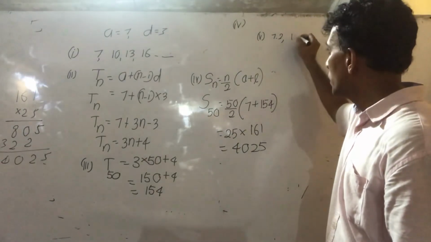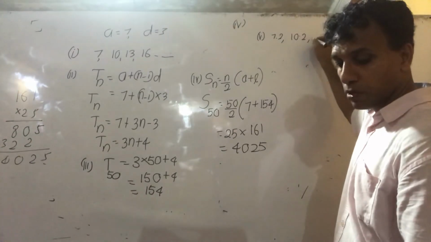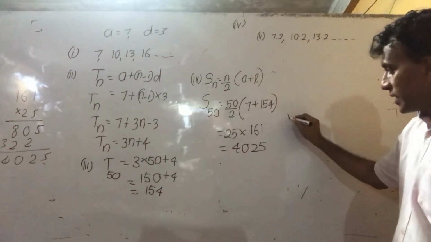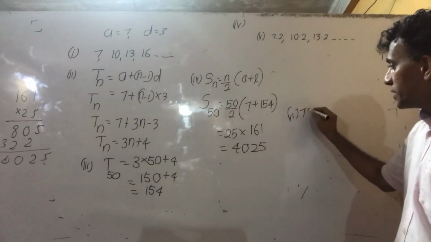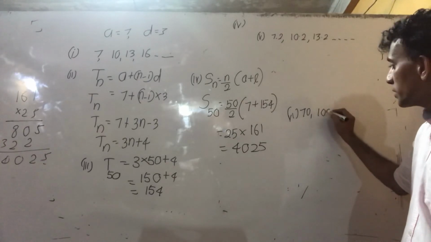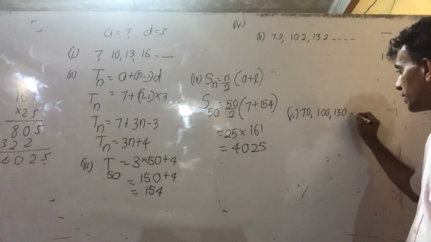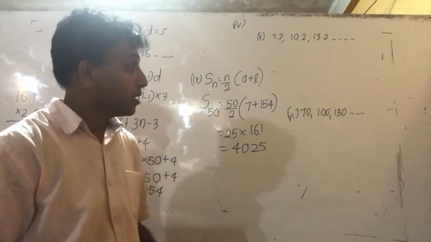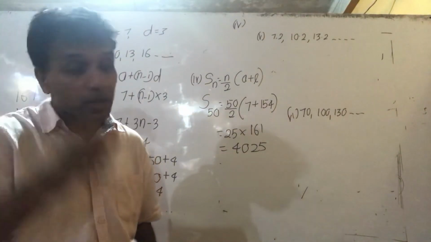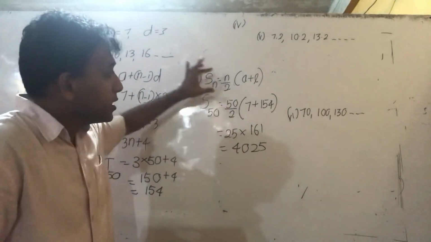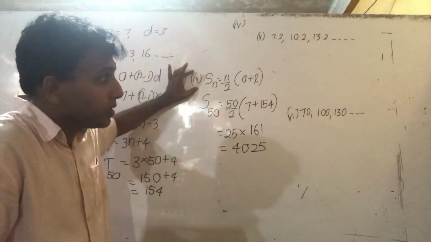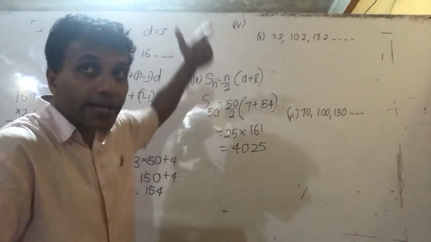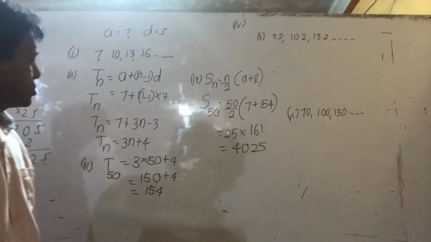7.2, 10.2, 13.2, and so on. Sixth part: 70, 100, 130, and so on, right? So it's a good question for a final term. They will give it like this. Find the sum of 50 numbers using this answer. Using the previous fourth part answer, without working from first principles, you take this help and get it. That's the idea, right? So this is the series.